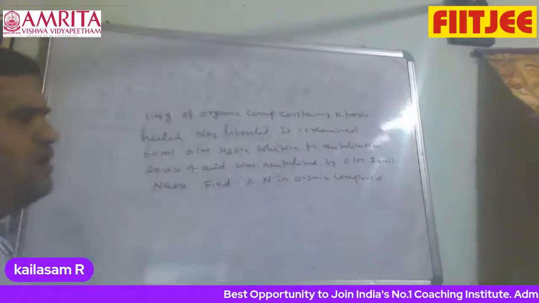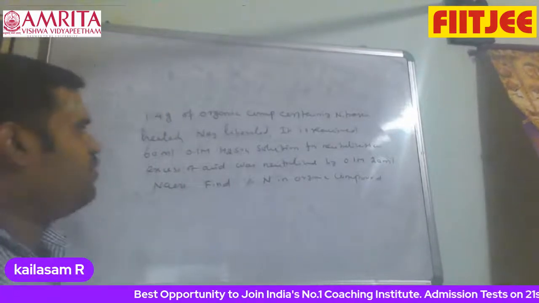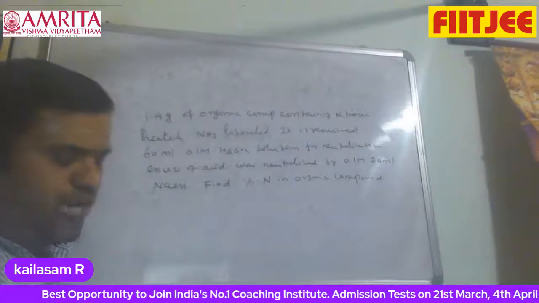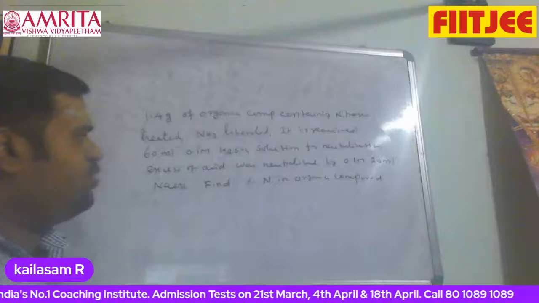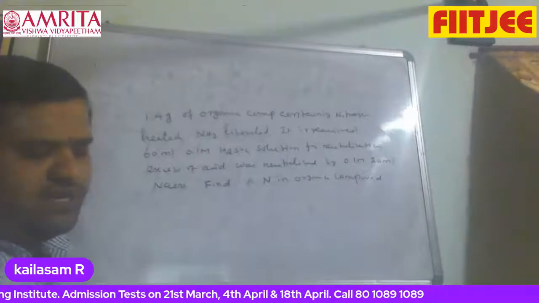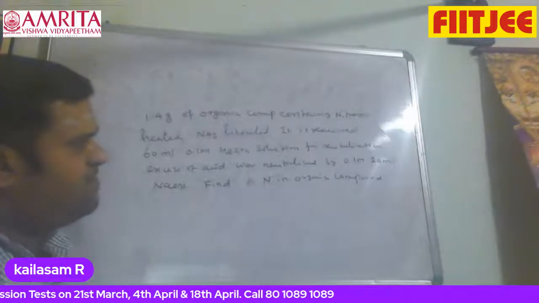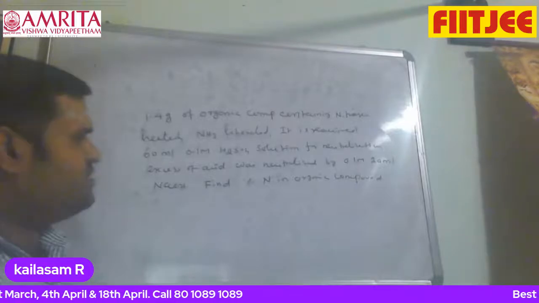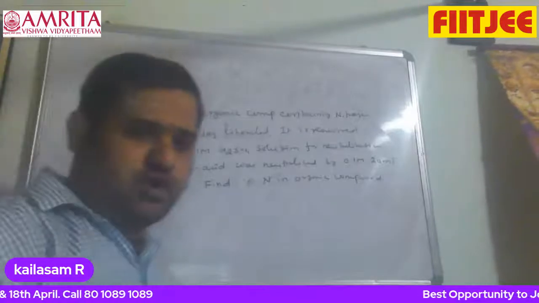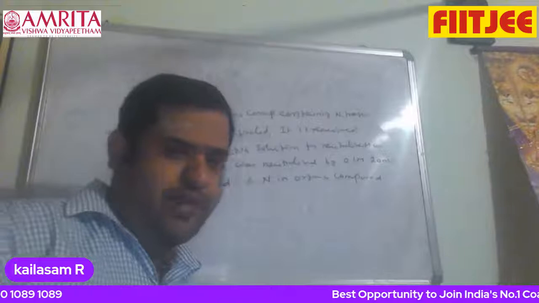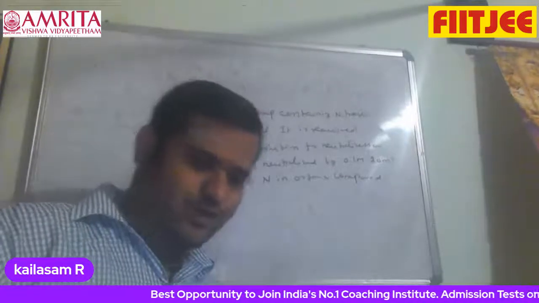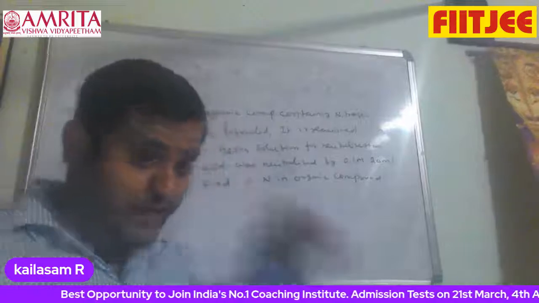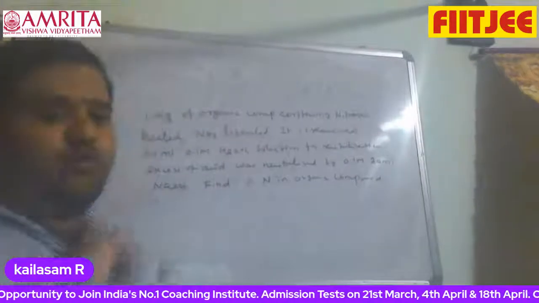This was the question. 1.4 gram of organic compound is heated, ammonia liberated, and it requires 60 ml of 0.1 molar H2SO4 solution for complete neutralization. The excess of acid was neutralized by 20 ml of 0.1 molar sodium hydroxide. Find the percentage of nitrogen in the organic compound. That was the question, a very good question. First you should write the equation, then go one by one.